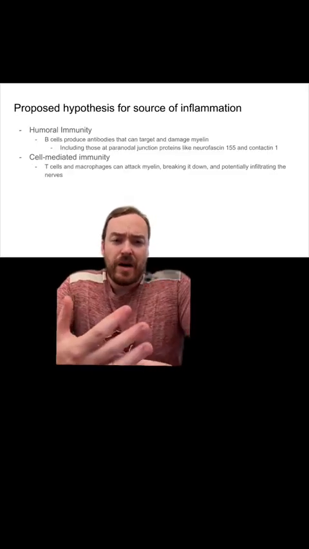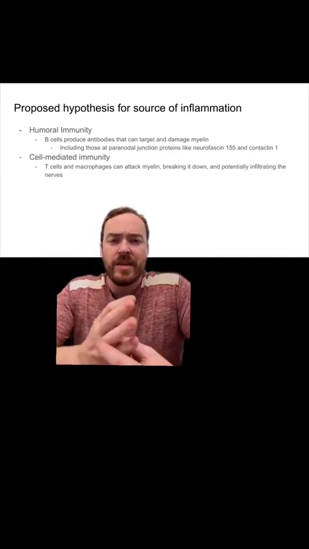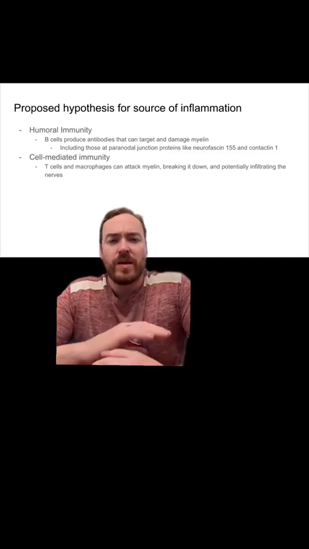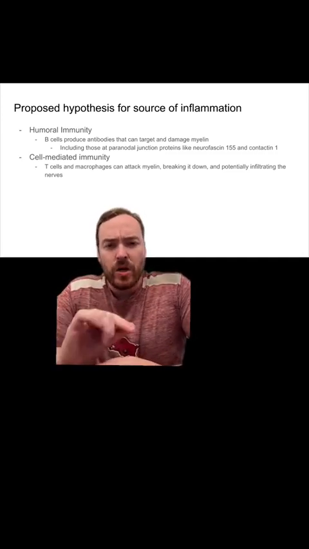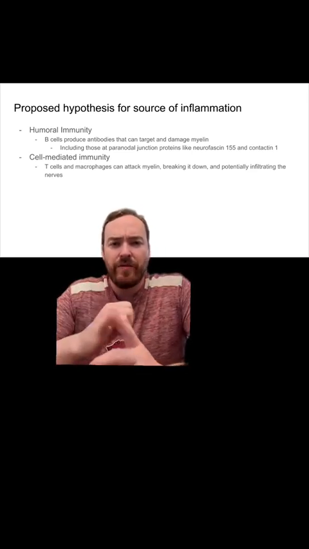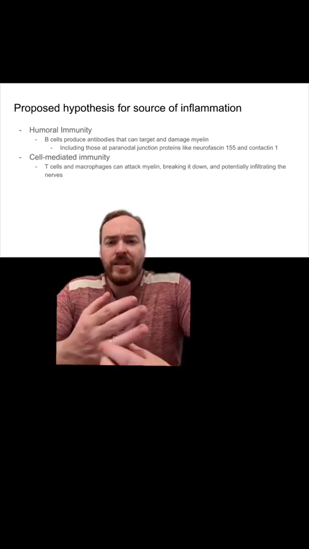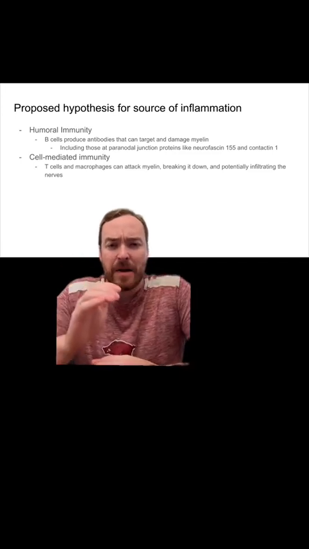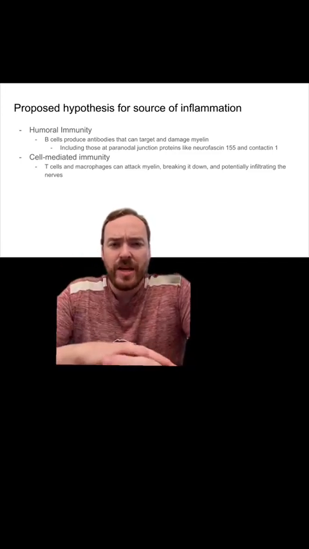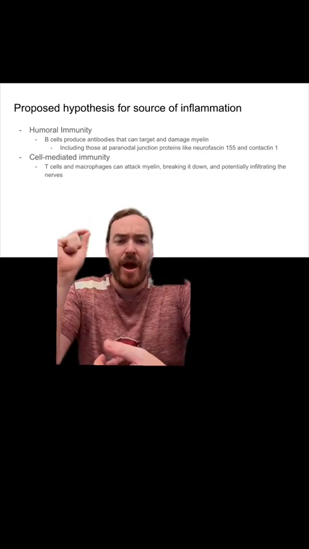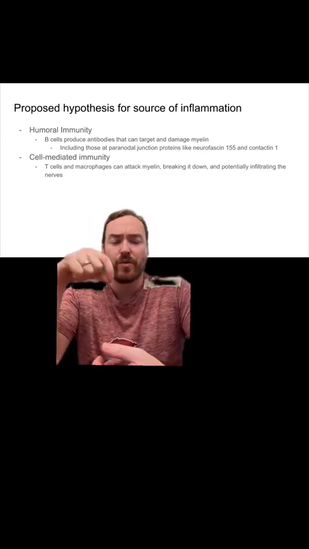The proposed hypotheses for the source of inflammation is a combination of both humoral immunity and cell-mediated immunity. So humoral immunity is when B cells produce antibodies that target the myelin surrounding peripheral axons and then degenerates it. So this is including the proteins at perinodal junctions, including neurofascin 155 and contactin 1. The cell-mediated immunity is when T cells and macrophages essentially attack myelin, breaking it down and eating it, which then can lead to these T cells and macrophages infiltrating the peripheral nerves themselves.